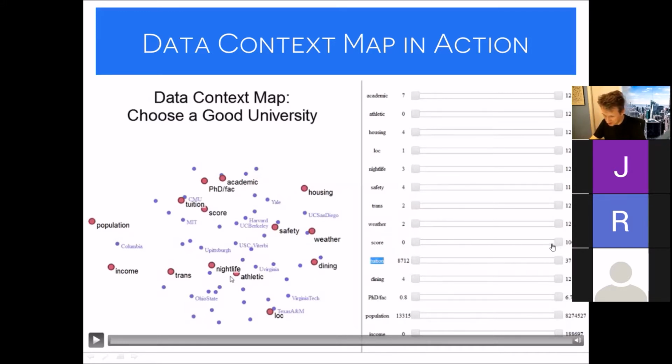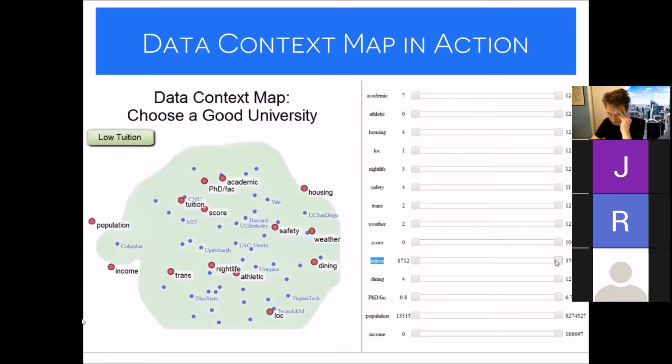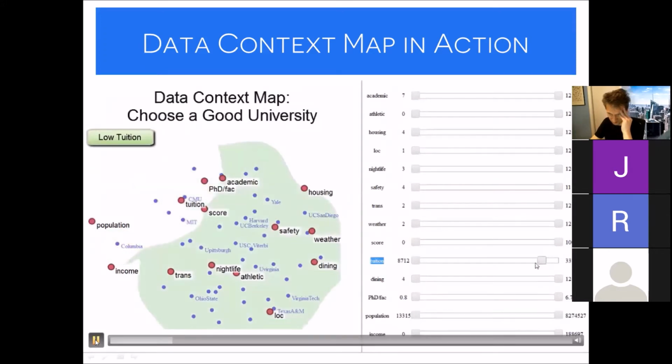I can basically take these sliders, and let's take one of those sliders and see what happens. So let's see tuition. Okay, let's take the tuition slider and see what happens. Now what you can see, as I move the tuition slider down, I'm starting to exclude certain schools because those are all the schools that are more expensive than the value I've chosen here.